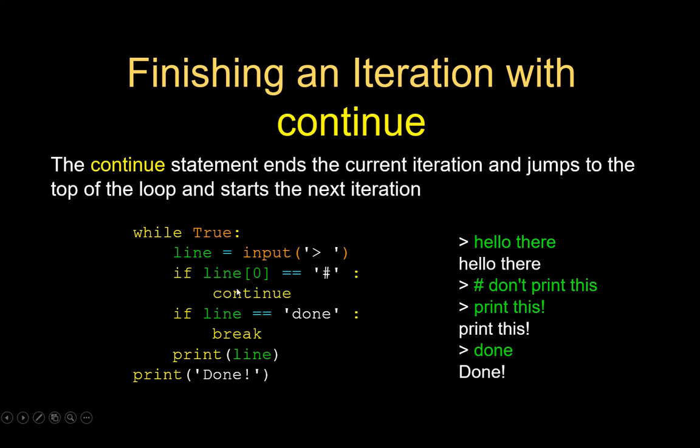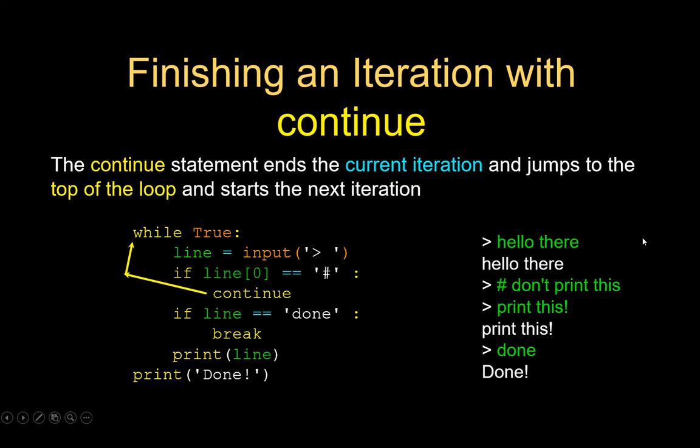Again, it doesn't match either of these two if statements, so it's just going to print it. And the last one is done. It matches this if statement, and eventually gets out of the loop block. So again, continue is a statement that will take us to the top of the loop and start from the beginning.